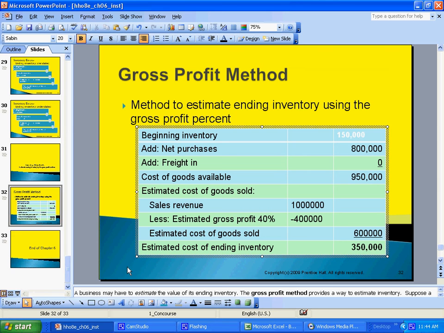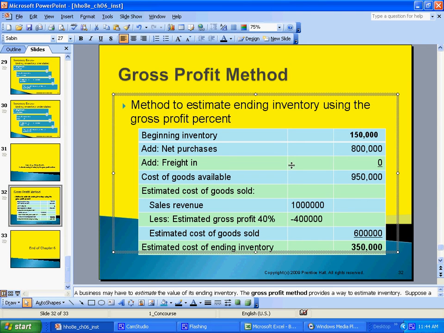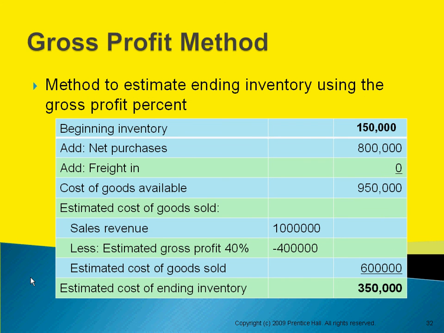must be $350,000. Cost of goods available for sale of $950,000 minus our cost of goods sold of $600,000 gives us our ending inventory of $350,000. That's how we apply the gross profit method and how we compute what our cost of goods sold was.